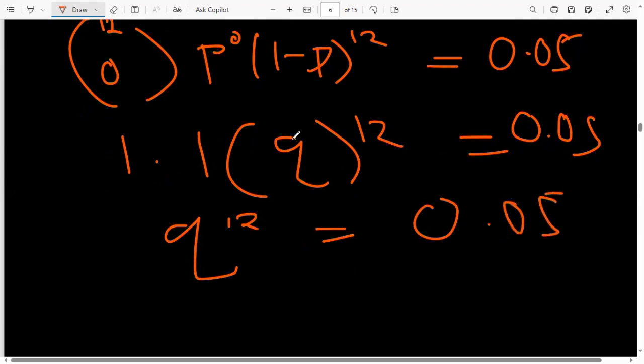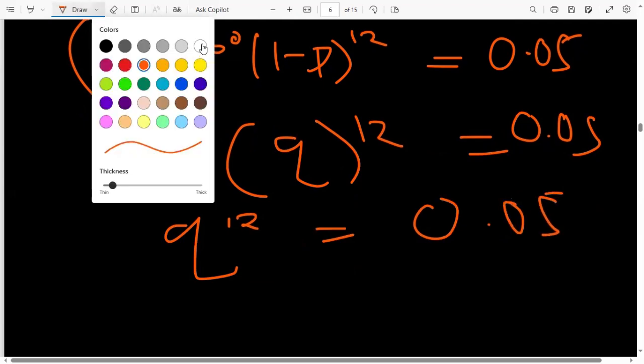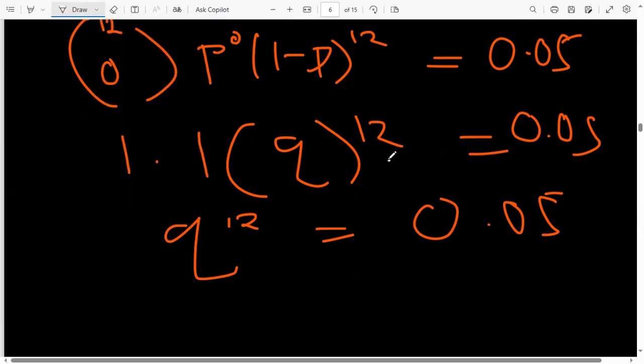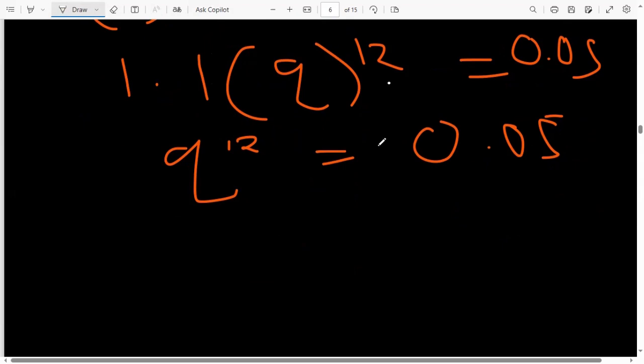0.05. So from here, how can we find the value of q? We know we can introduce log on both sides, or we can say, let's multiply this power by 1 over 12, and then do the same here. The power that we have here, which is 1, multiplied by 1 over 12.